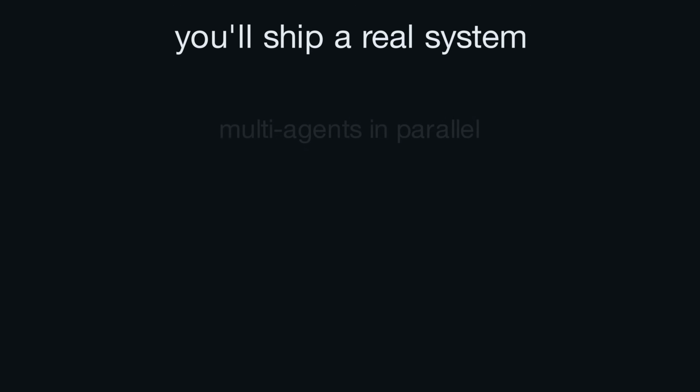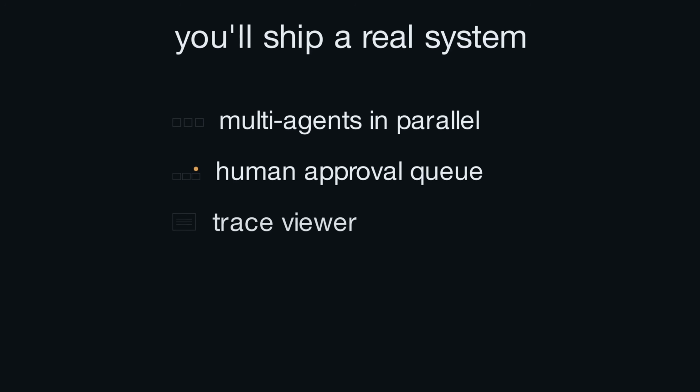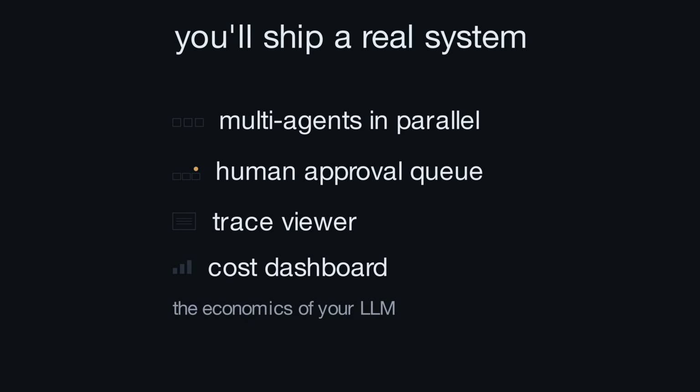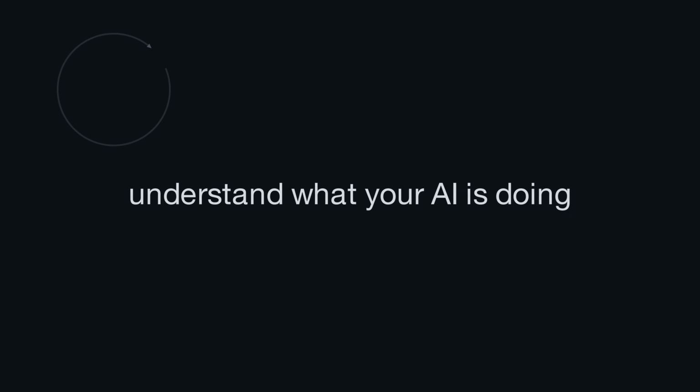You'll have multi-agents running in parallel. You'll have a human approval queue, a full trace viewer, and a cost dashboard that is actually going to show you the economics of your LLM. But more than that, you will have the loop, and the loop moves. We'll point it at a code reviewer, an incident agent, and anything of that kind. And more than that, you'll also learn how to natively work with AI and still be able to understand what your AI is doing at every single point in time.